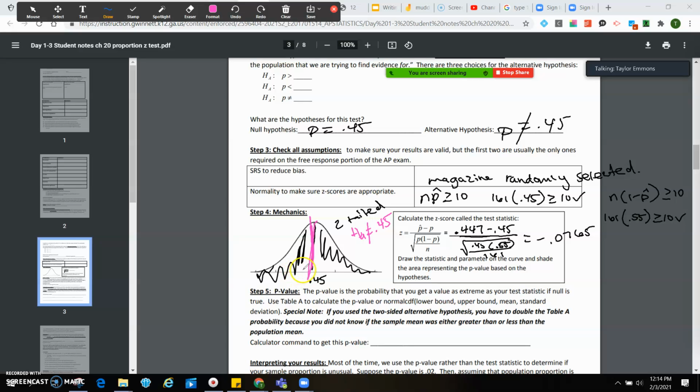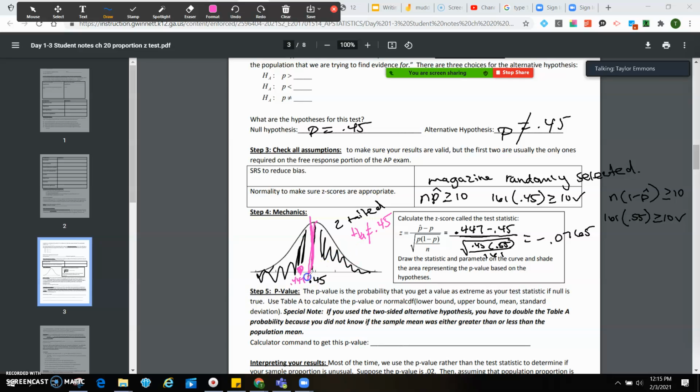Now remember, when we actually pulled our sample, we got 0.447, right? So on the next one, it says the p-value is the probability that you get a value as extreme as your test statistic if null is true. Use table A to calculate the p-value or normal CDF, lower bound, upper bound, mean, standard deviation. If you use the two-sided alternative hypothesis, you have to double the table probability because you did not know if the sample mean was greater than or less than the population mean.